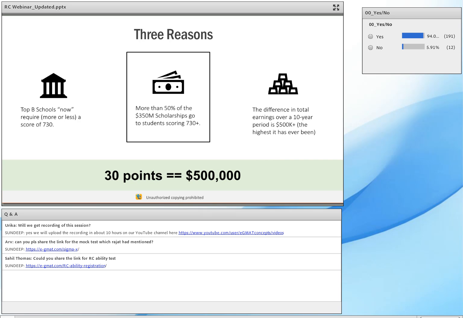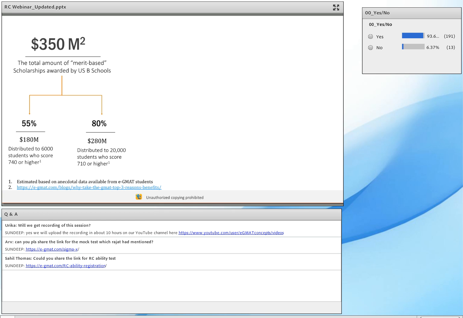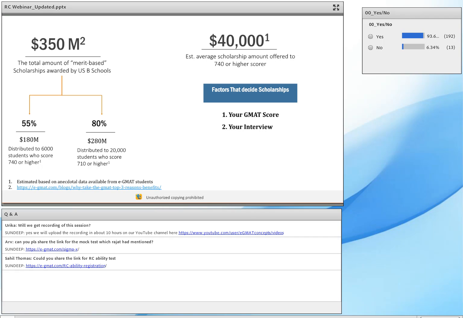For those of you who don't know, US B schools award about $350 million worth of scholarship money. European B schools add another 50 million to the pie. Based on our estimates, we deal with about 10,000 paying students every year, and e-GMAT gets about $45 million worth of scholarship money. But 50% of this scholarship money, give or take, goes to people who score 740 or higher, and about 80% of it goes to people who score 710 or higher. Which means if you get to a score of 740, that's kind of the average scholarship money if you apply properly.